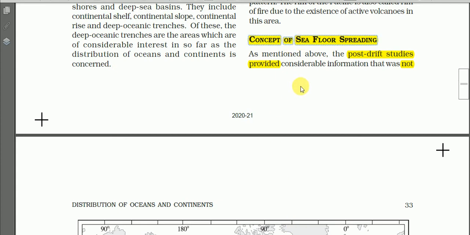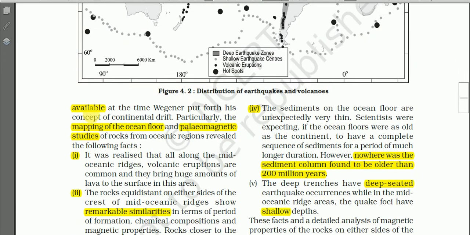Concept of sea floor spreading. So this is the topic. As mentioned above, the post-drift studies provided considerable information that was not available at the time Wegener put forth his concept of continental drift, particularly the mapping of the ocean floor and paleomagnetic studies of rocks from the oceanic regions reveal the following facts.